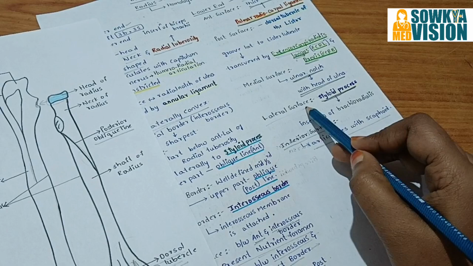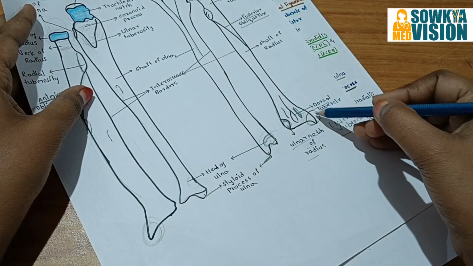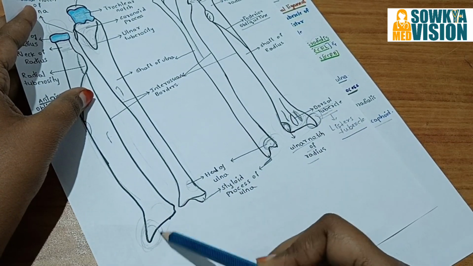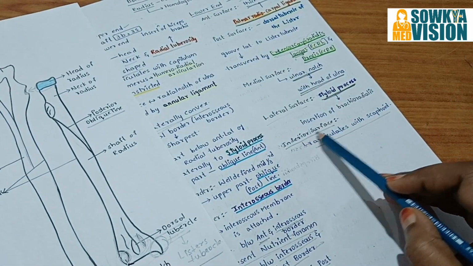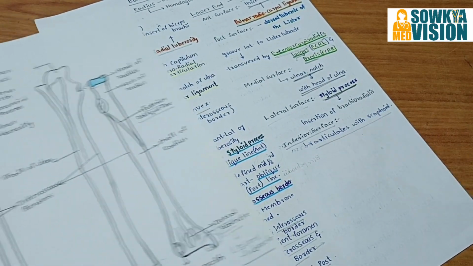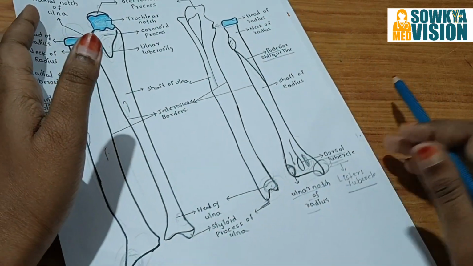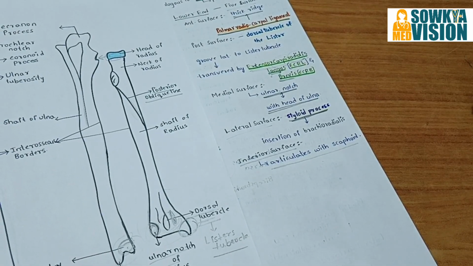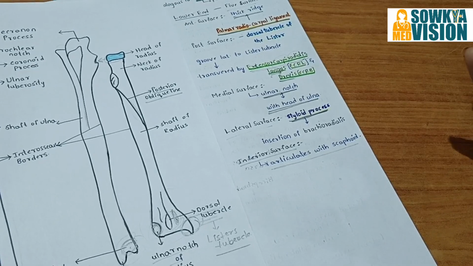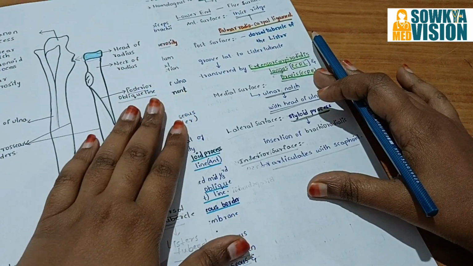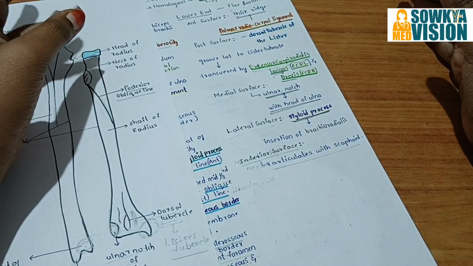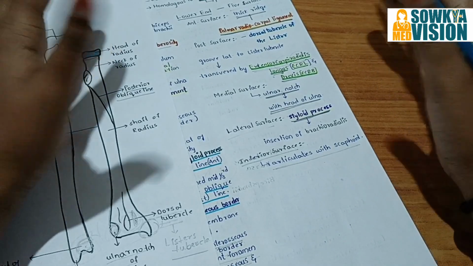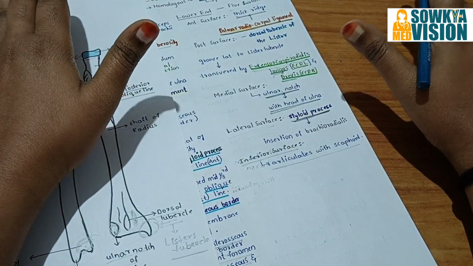And now lateral surface. This is the lateral surface. It is represented by styloid process. Inferior surface articulates with scaphoid. Scaphoid is one of the carpal bones. The inferior surface is articulated with the scaphoid bone, forming the wrist joint. Yes, the 5 main surfaces of lower end are anterior, posterior, medial, lateral, inferior. Except superior, all other surfaces are present in the lower end.